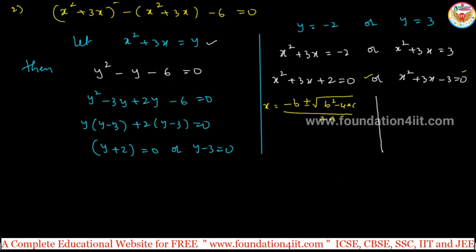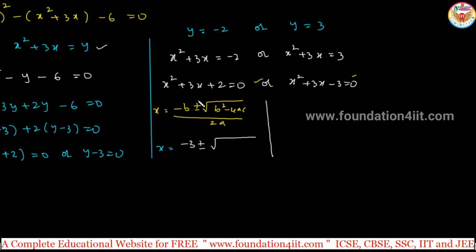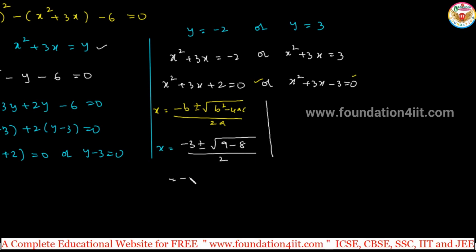Once you observe this side, first let us see this problem. x is equal to minus b, so minus 3 plus or minus, under root b square: 3 square is 9, 9 minus 4 into 1 into 2, 4 twos are 8, by 2 into a, 2 only. Minus 3 plus or minus root 9 minus 8 is 1, root 1 is 1, by 2.